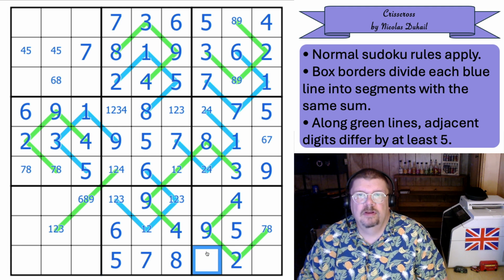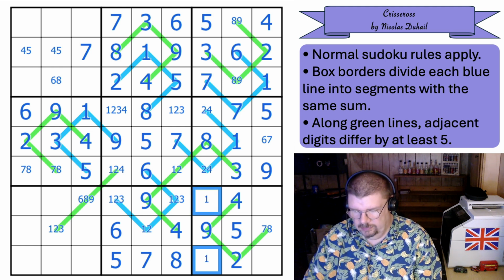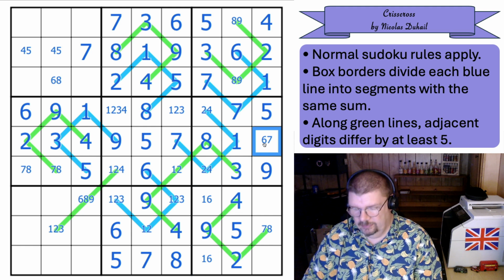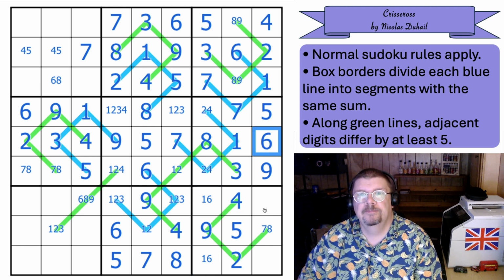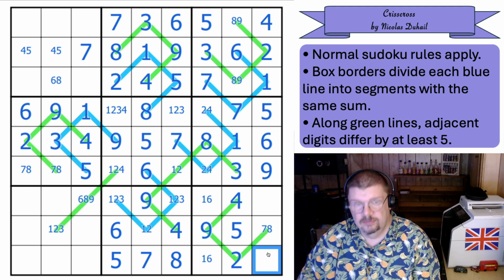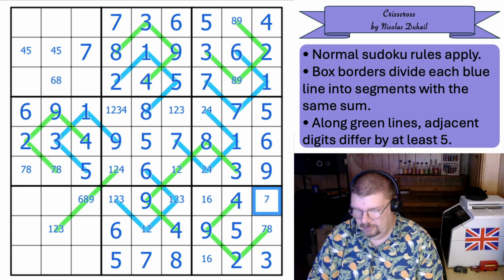These 2 digits are 1 and 5. No. 1 and 6, which I don't think I can resolve just yet. This 7 makes this a 6. So these are 7, 8, and 3. So that's the 3, and that is 7 or 8.